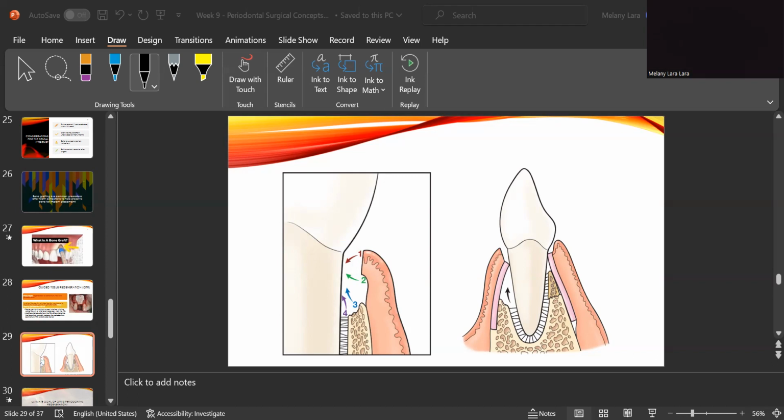So over here, you can see what they did was they placed in the barrier membrane, right? This little thing here, and that's physically preventing the epithelium and even the connective tissue from moving in first. And it's giving these cells, undifferentiated cells from the PDL, an opportunity to migrate and turn into osteoblasts, fibroblasts, cementoblasts, and that's where we get the regeneration from.